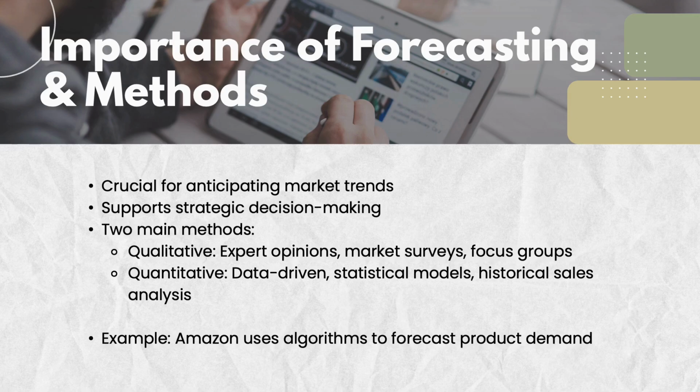Qualitative methods rely on expert opinion, market surveys, or focus groups. For instance, a fashion brand might ask trend experts which colors will be popular next season. Quantitative methods rely on numbers, past sales, market data, or statistical models. For example, Amazon uses historical sales and sophisticated algorithms to predict future demand for every product. Understanding both approaches helps businesses choose the right method depending on their situation, sometimes combining them for better accuracy.